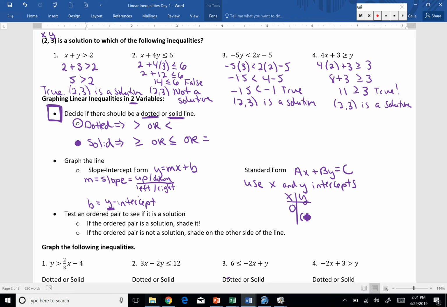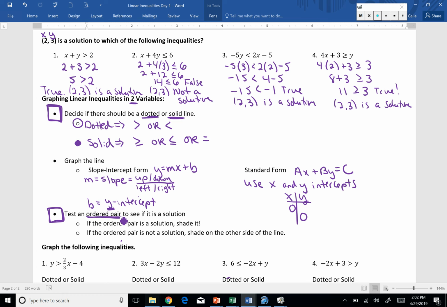Then last but not least, here comes our second new idea. We need to test an ordered pair to see if it's a solution. So when we had our one-dimensional, just horizontal number lines, I tested a number, and if that number made the inequality true, I shaded that side. If it didn't work, I shaded the other side.